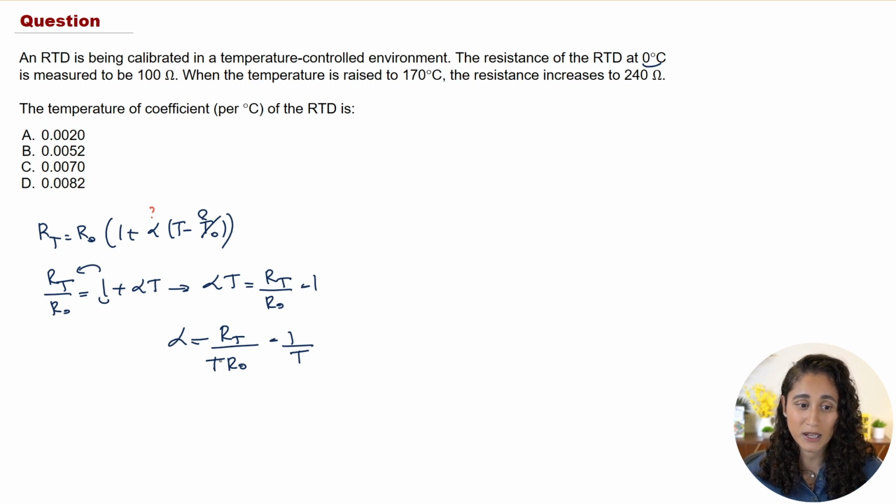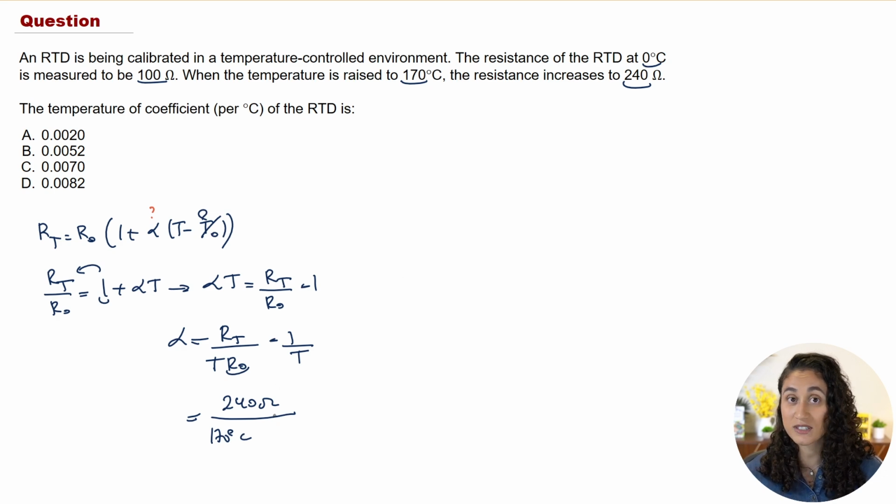Now let's go ahead and plug in the numbers into this equation. So we're going to have RT, the resistance at a temperature, which is 240 ohms. Then we're going to divide it by the temperature, which is 170 degrees Celsius, and then multiply it by R naught. That was given as 100 ohms, the resistance at the reference temperature, which is 0 degrees Celsius. So here we're going to do 100 ohms.